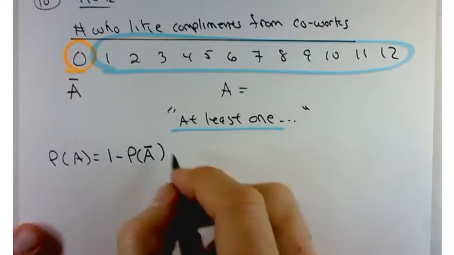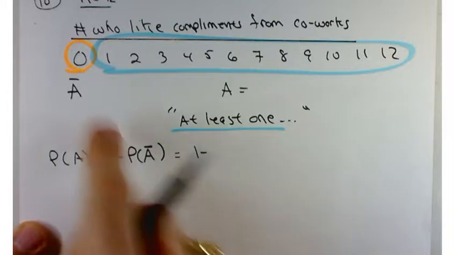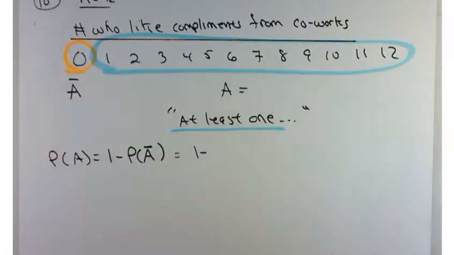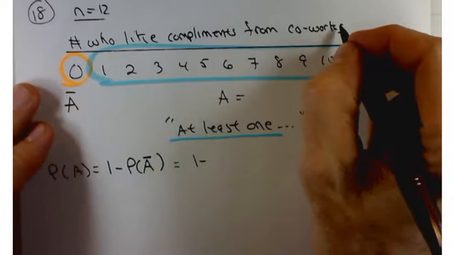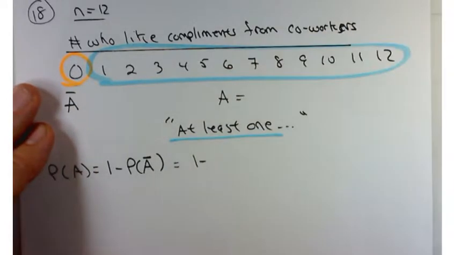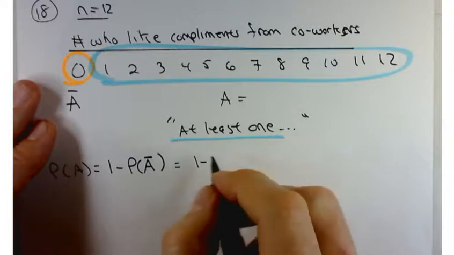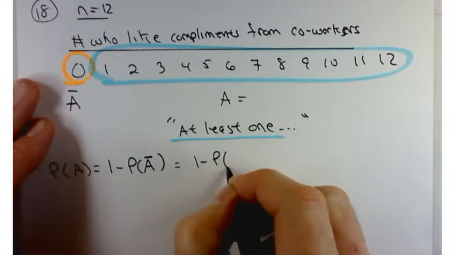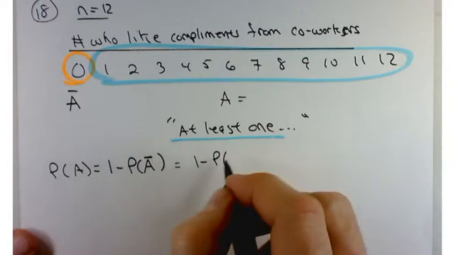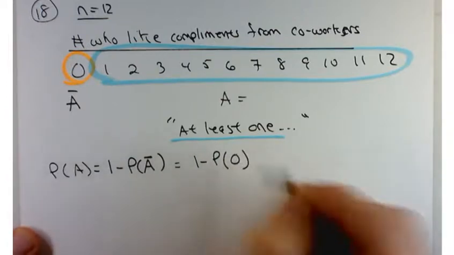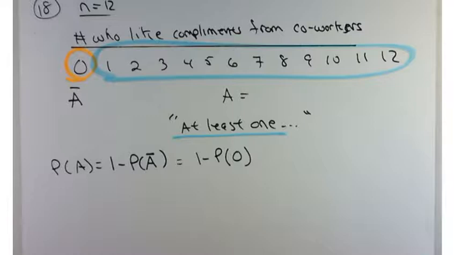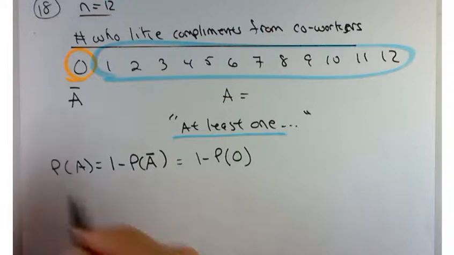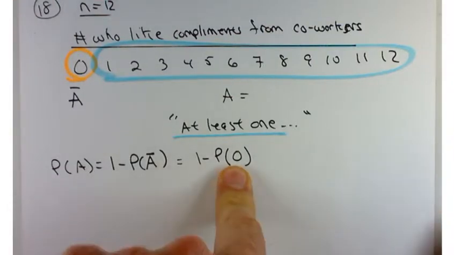Because this really works out to the probability of not finding anybody who likes getting compliments from their coworkers. All right, so 1 minus the probability of, I don't know, let's call it 0. Getting nobody who likes getting compliments at work. So let's work on calculating this probability.